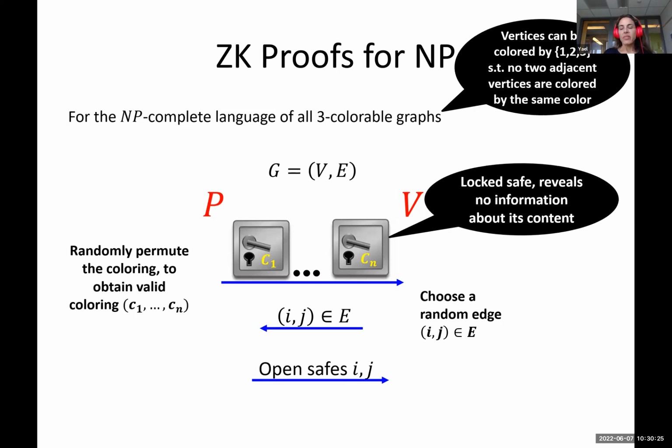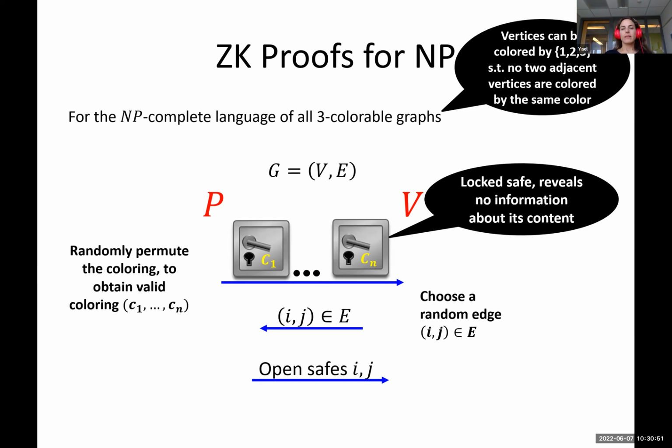Okay, this is the protocol. So first of all, is the protocol clear? I'm sending you all my colors in locked safes. They're opaque. You ask to open 2 of the safes. You choose a random edge, and that defines 2 safes that you want me to open. I give you the 2 keys. You accept if the colors are distinct and between 1, 2, and 3.